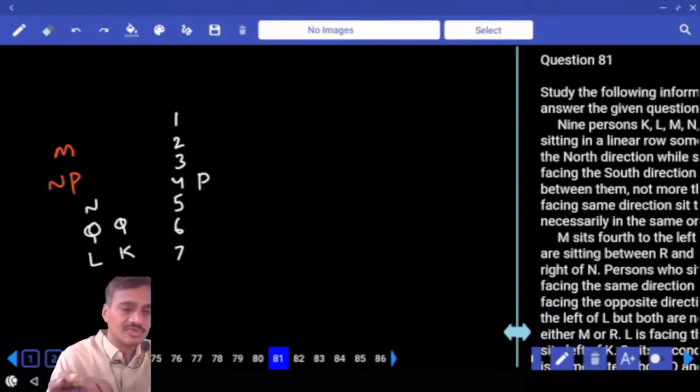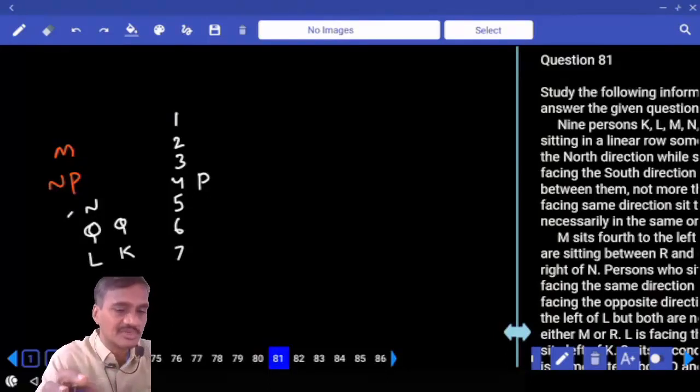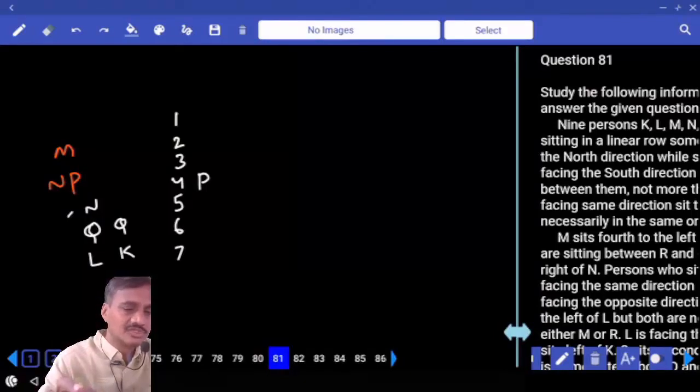According to this, who is the topmost scorer? N. After N, who is there? Q. And after Q, L. Now P must be at the fourth place. If P is at the fourth place, then M scored more than N and P, but is not the highest scorer.